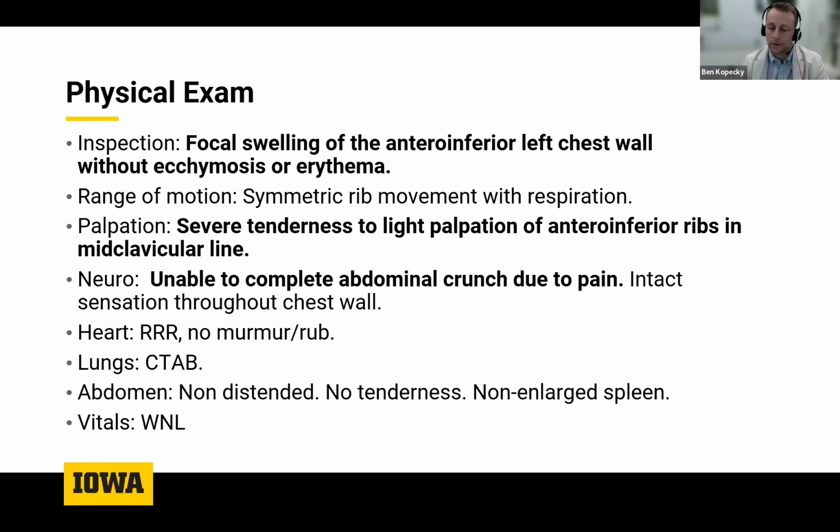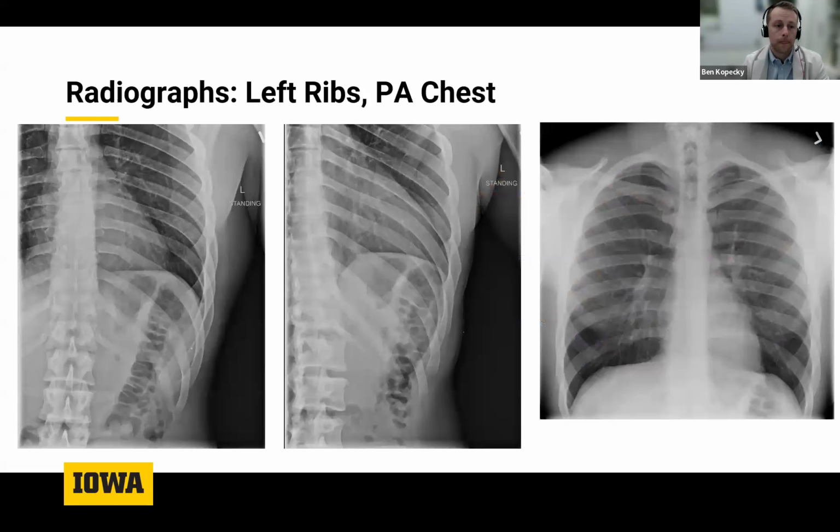Heart, lung, and abdominal exam were all unremarkable, as were his vitals. So we obtained radiographs first of the left ribs and a PA chest. Looking at these rib x-rays, we don't see a fracture or dislocation of the ribs.